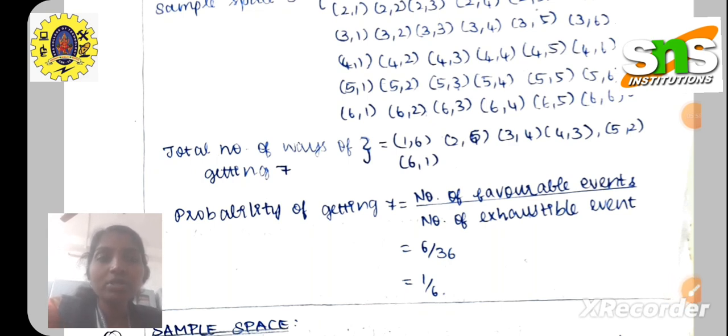Probability of getting 7 is number of favorable events. How many favorable events are there? Only 6. What is the number of total exhaustive events? Which is 36. Therefore, the probability of getting a 7 when added up when throwing 2 dice simultaneously is 1 by 6. This is how we do a problem on probability with the formula learned.